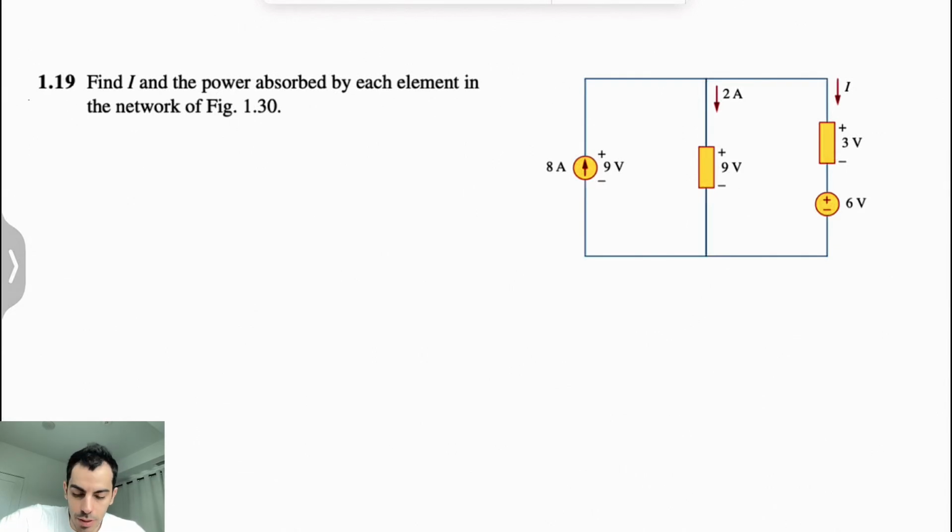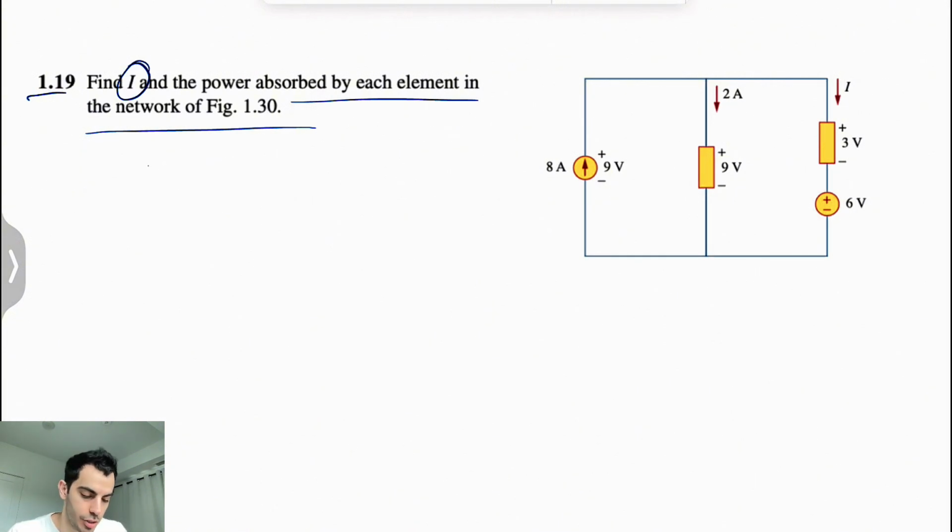Alright guys, welcome back. We're going to be doing question 19 from Fundamentals of Electric Circuits, and we need to find I and the power absorbed by each of the elements in the network of Figure 1.30, which is the figure that we have on the right hand side.